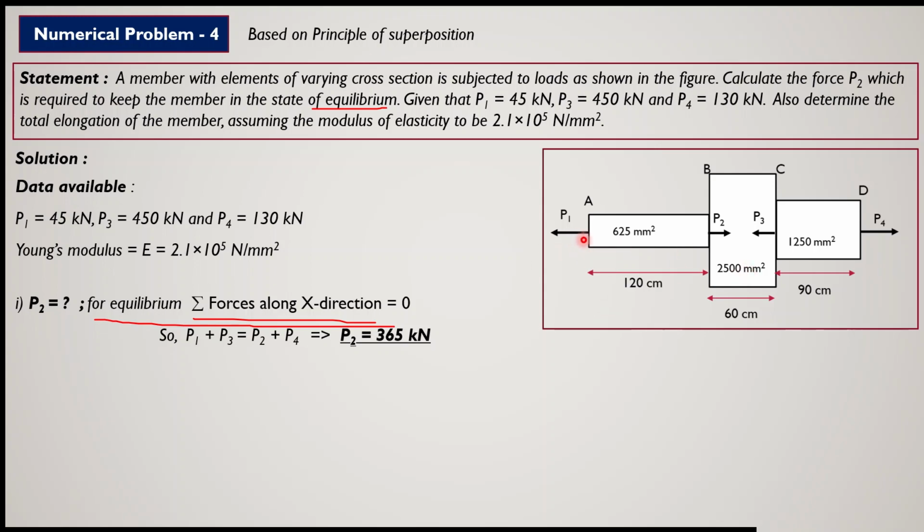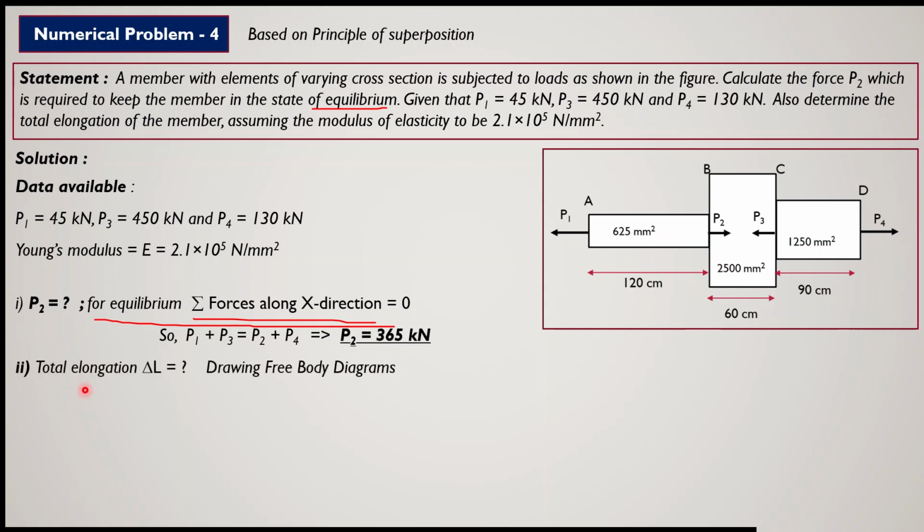Suppose the AB member is under tension, that means there will be elongation. The BC member will be under compression, so there will be contraction and the length will decrease. So for member AB there will be extension, for BC there will be compression, and for CD there will be extension. So we have to sum up all the values. Let us consider extension: for extension delta L is positive, for compression delta L is negative.